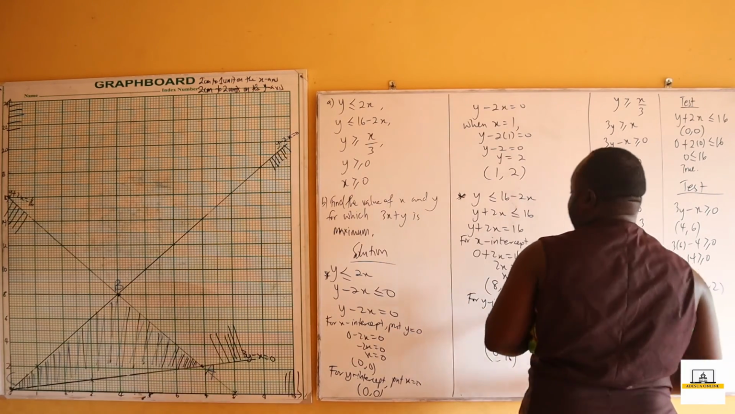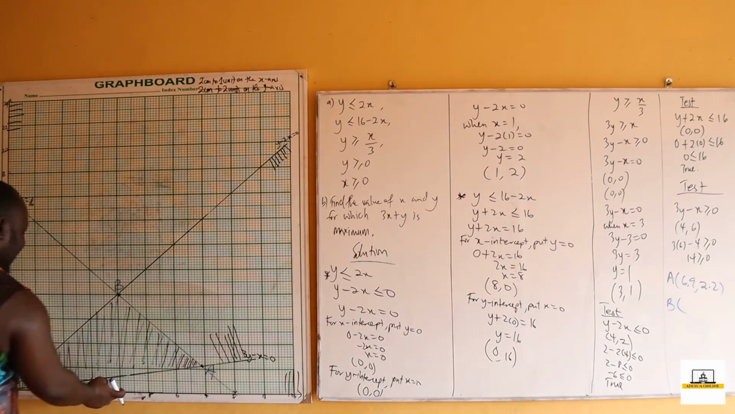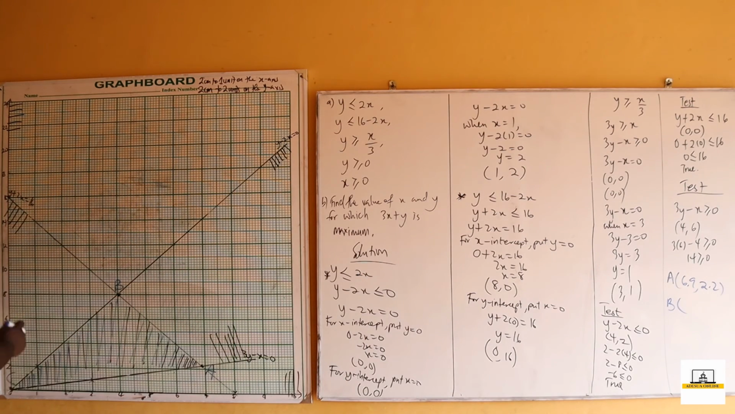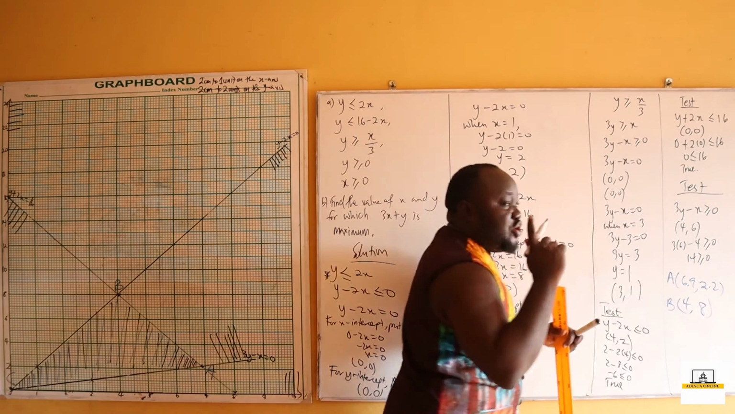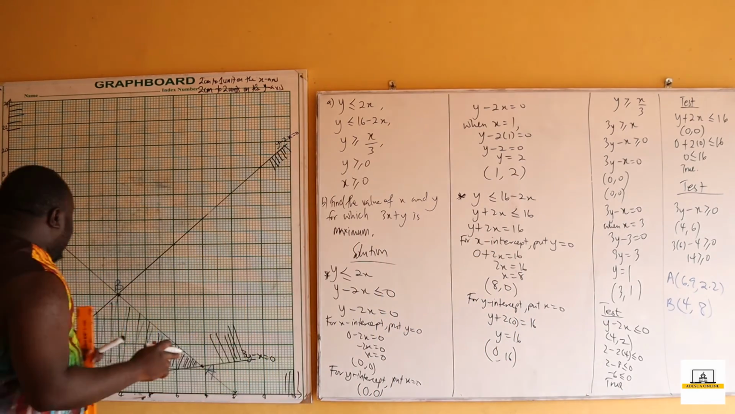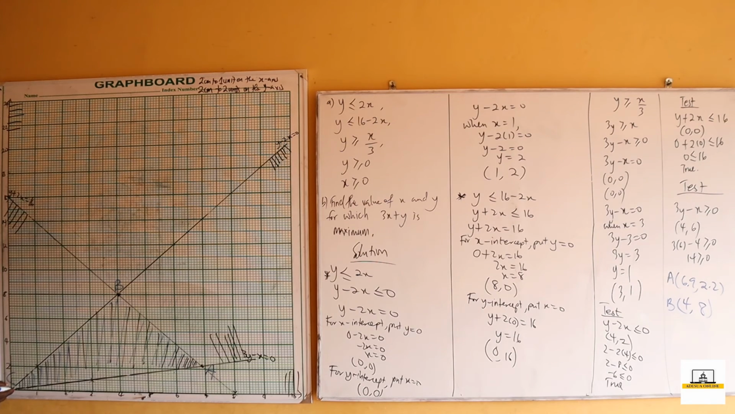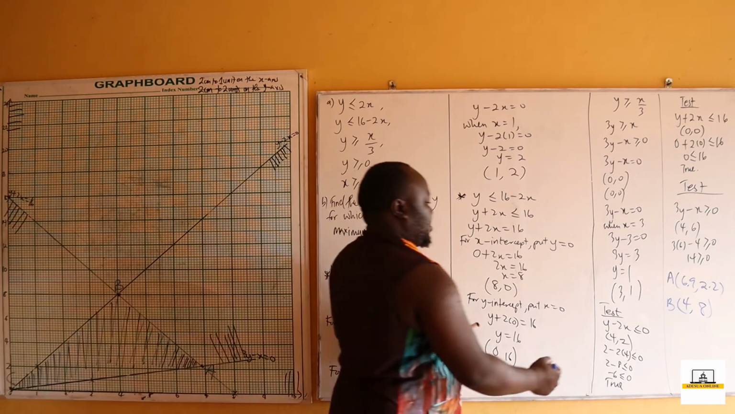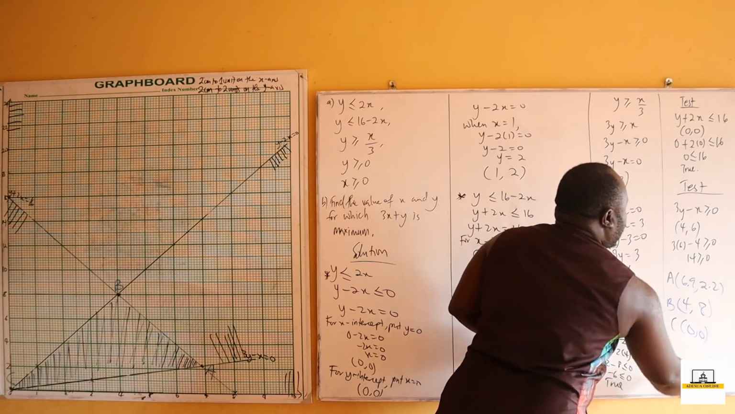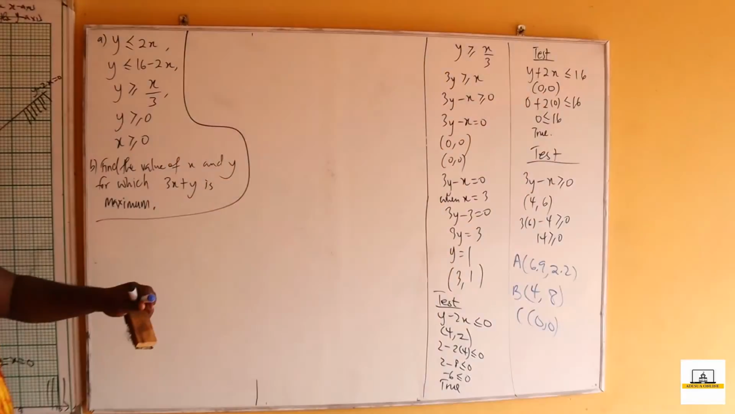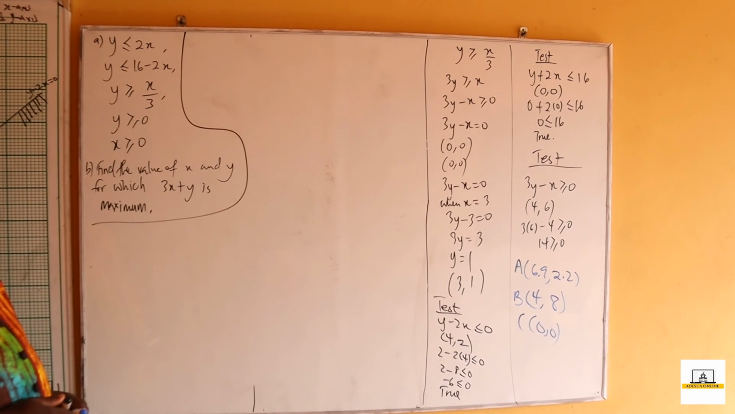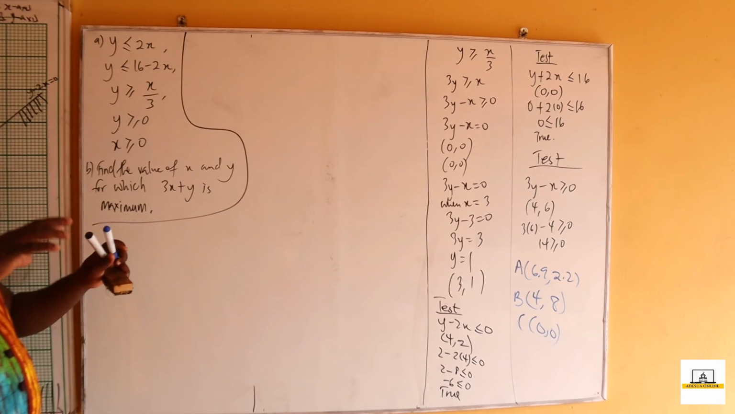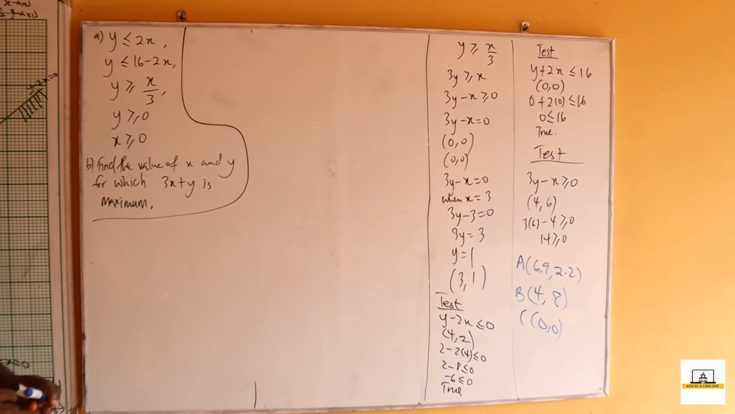Then I go for the coordinates of B. For B, I realize that X is 4 and Y is 8. So I have 4, 8. X is 4, Y is 8. Remember, your X coordinate first before your Y. Then my C, I have the point 0, 0. X is 0, Y is what? 0. Okay. So with this, we have our vertices for A, B, and C, which tells us the region where they lie, okay? Where the vertices lie. So A, B, and C will tell us that.